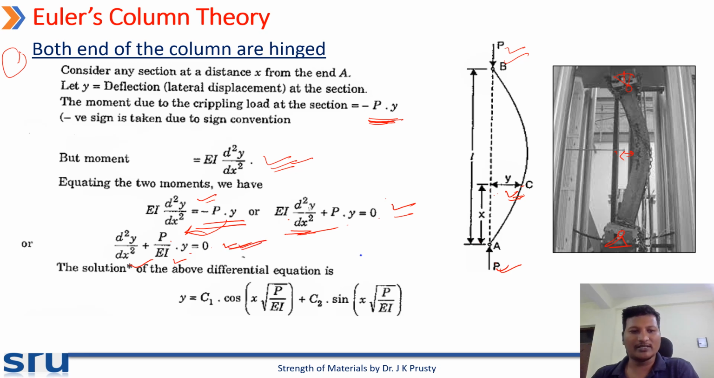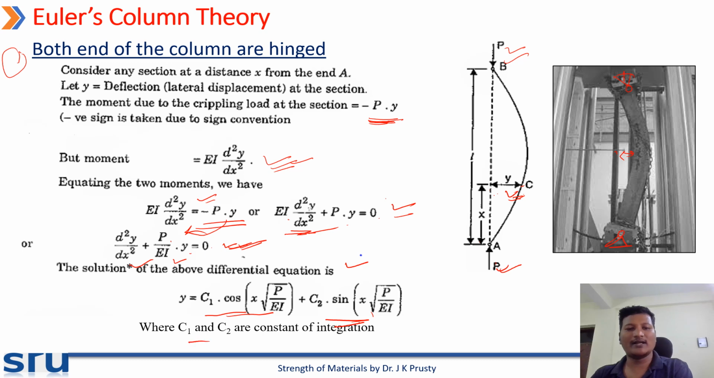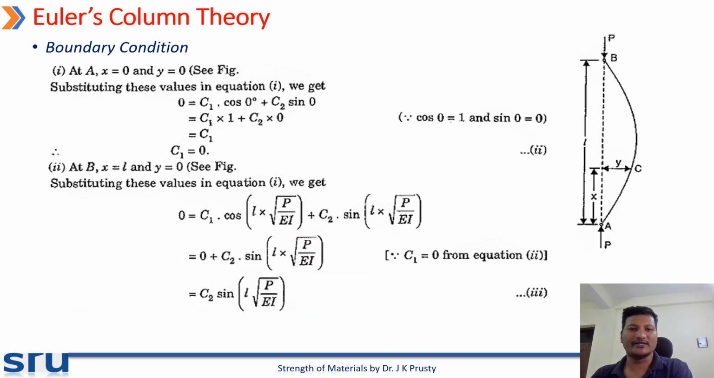The general solution of the differential equation is y is equal to C1 cos x root over P by EI plus C2 sin x root over P by EI, where C1 and C2 are constants of integration. How will we solve this? We just apply the boundary conditions. So what are the boundary conditions here? There are two boundary conditions.